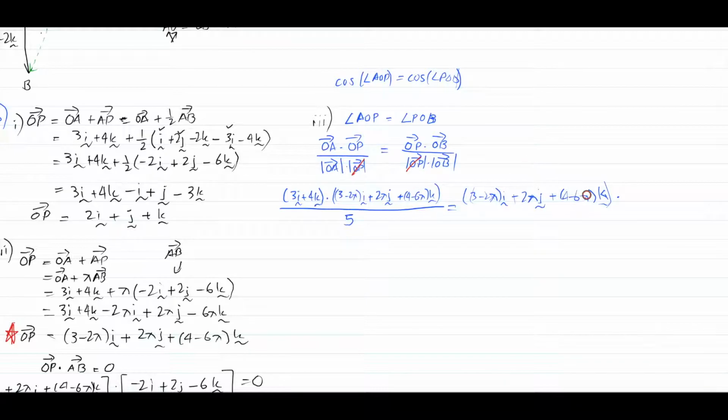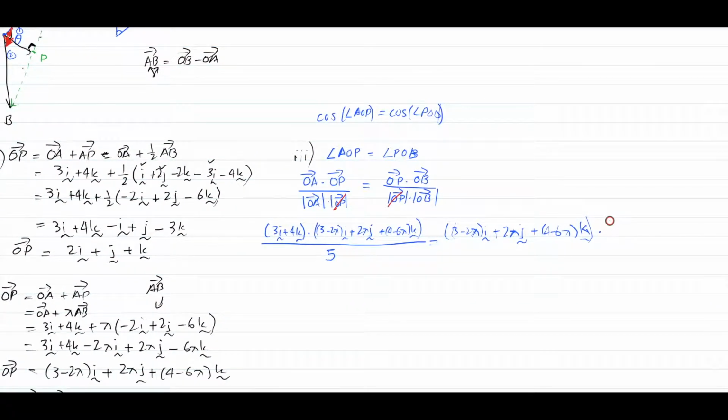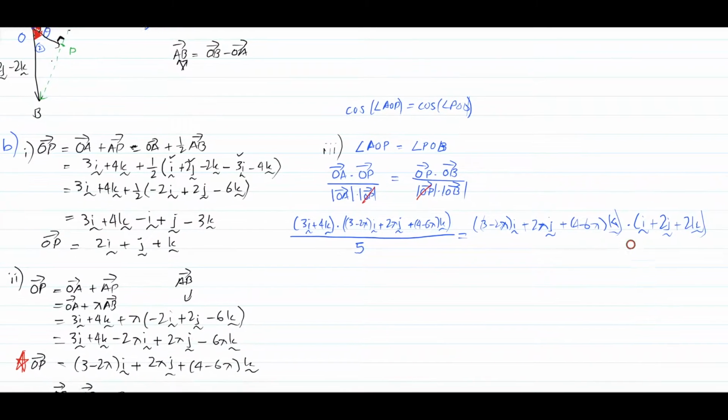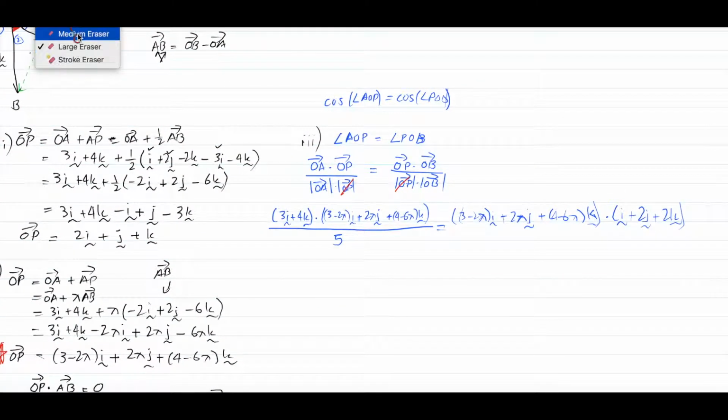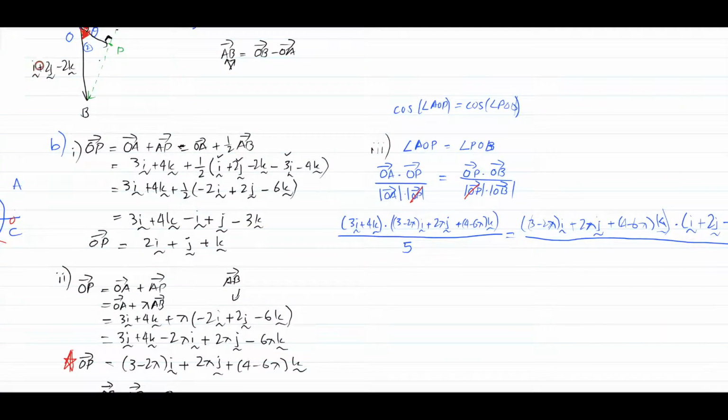Multiply by vector OB. Well, what do we know about vector OB? That is i plus 2j minus 2k. So i plus 2j plus 2k, just to make sure that was plus. No, that was minus 2k. And of course, everything is divided by the magnitude of vector OB. Well, in this case, you just square the coefficients and square root that, and we get 3, right?